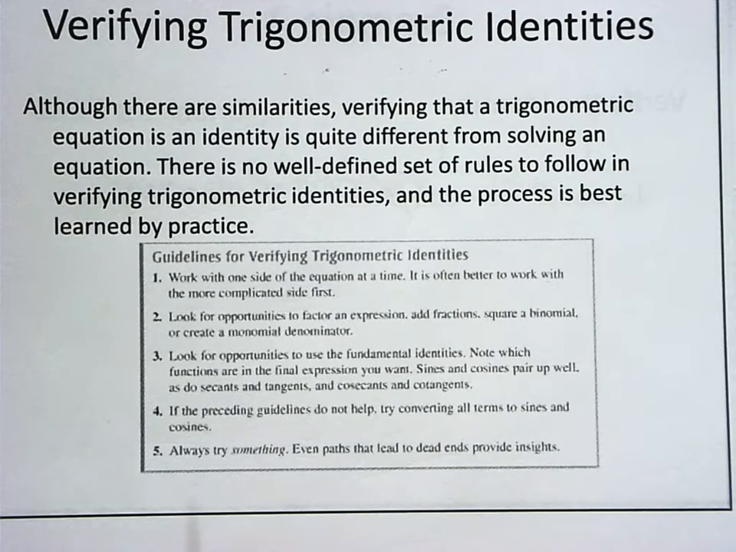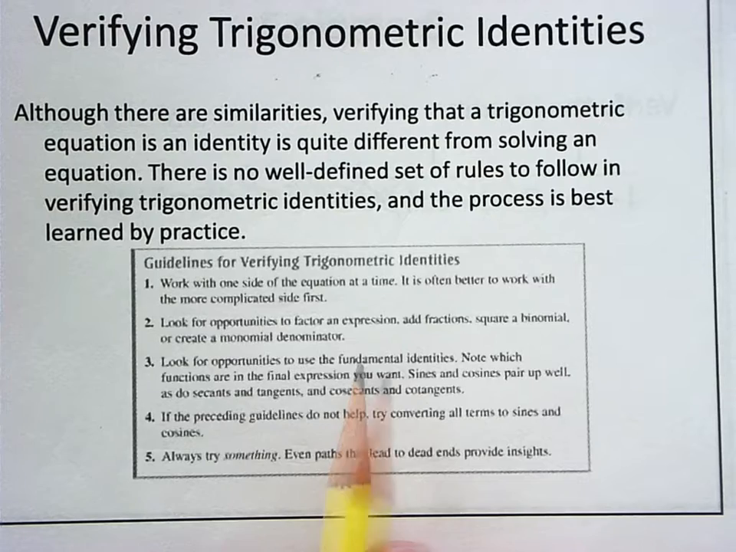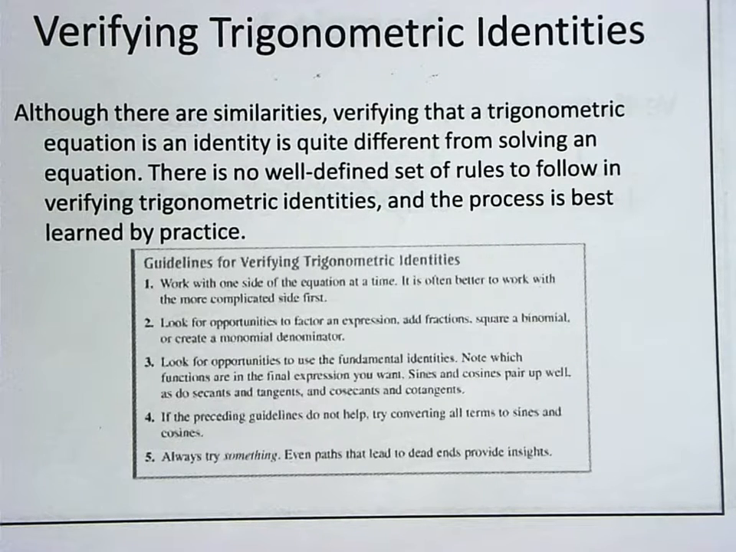Look for chances where you can factor, add fractions, square a binomial, or create a monomial denominator. If you have plus or minus, look for those conjugates. A lot of the simplification from the first section will help you a lot on this. Look for opportunities to use those fundamental identities, the ones used in the first section, to swap pieces in and out. Sine and cosine pair well, secant and tangent, cotangent and cosecant, because of those Pythagorean identities.